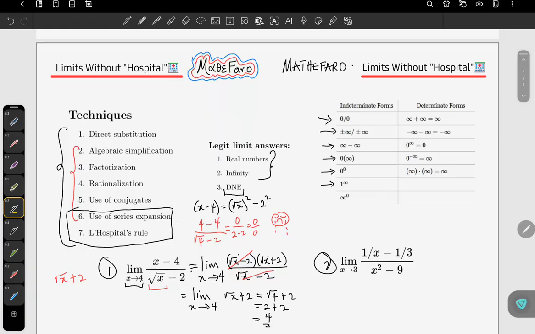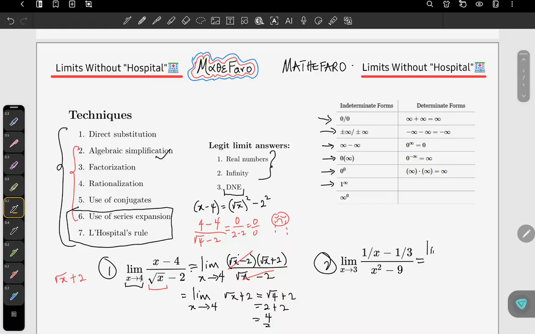Okay, so for the second type of question here on the right, we have the limit as x goes to 3 of (1/x − 1/3) over (x² − 9). If we substitute directly, we'll get (1/3 − 1/3) over (9 − 9), which is obviously 0 over 0. Another bummer. But we can solve this question by simplifying. That is the algebraic simplification.